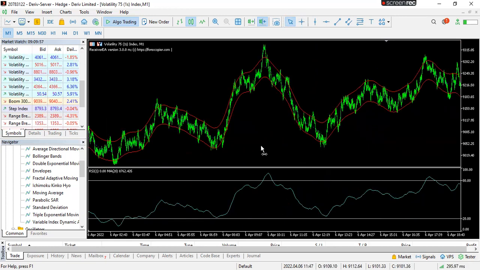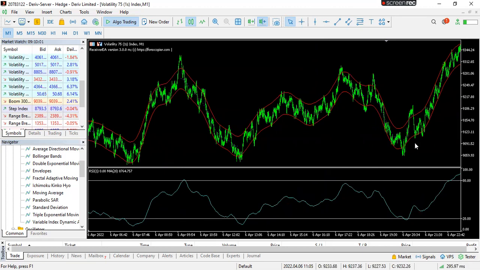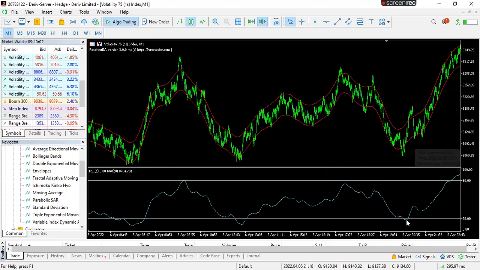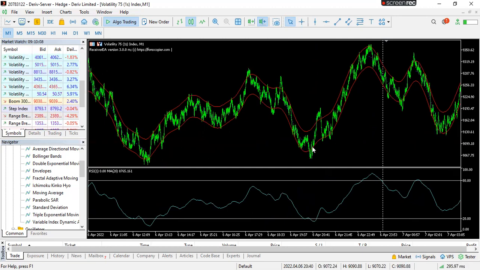Hold on, let's move it here. No, that's not an entry. This is the next clear entry, a buy. Okay, a buy. You take this buy from here. Look at the movement now, very smooth. So any other one you want us to look at?